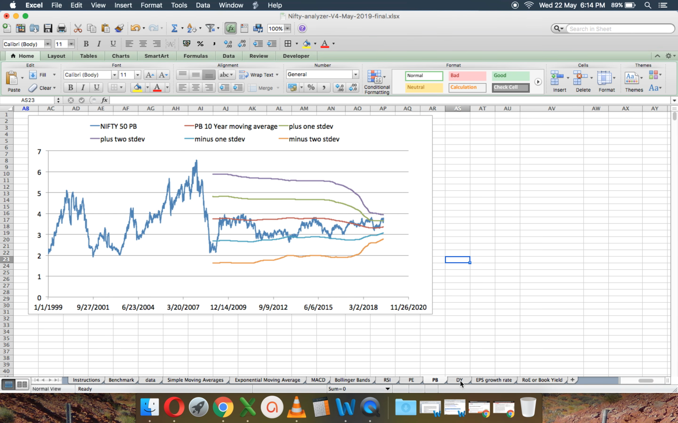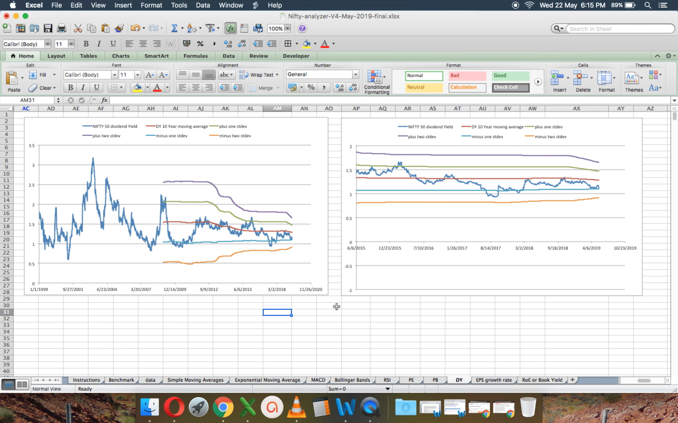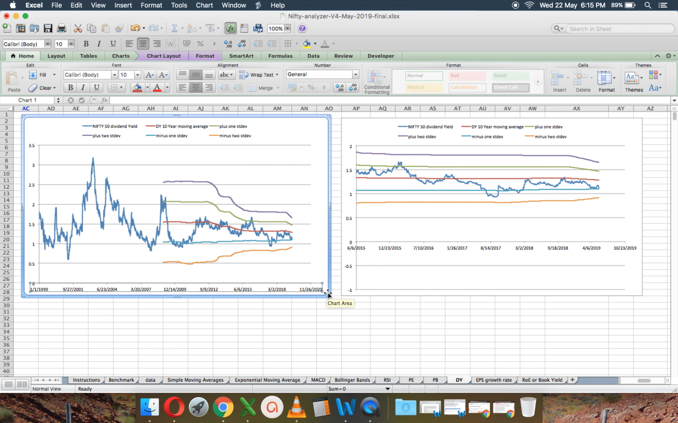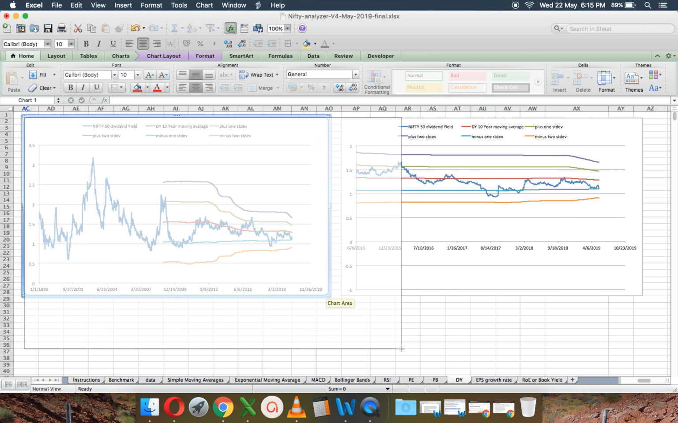Then the other one is the dividend yield. So the dividend yield is, let me try to make this bigger without crashing the file.